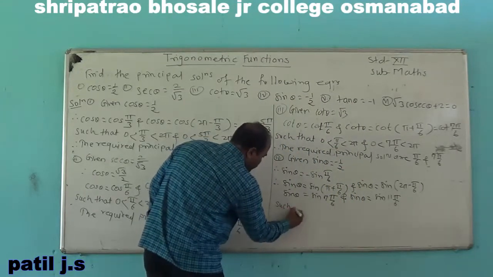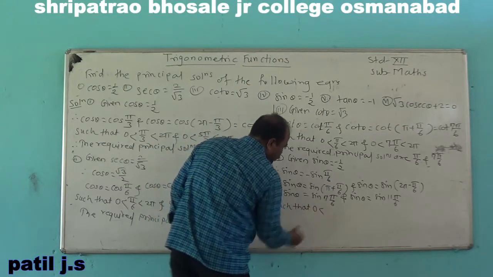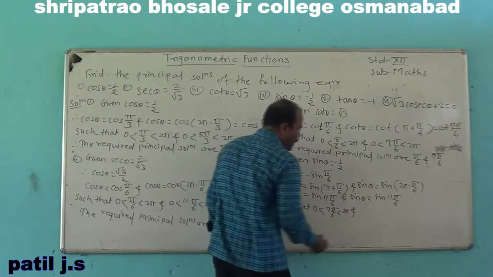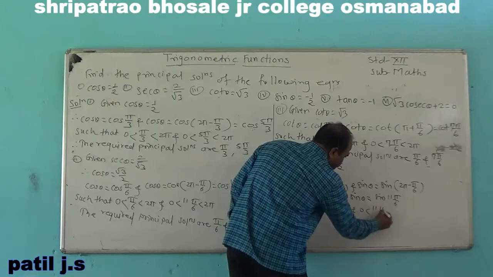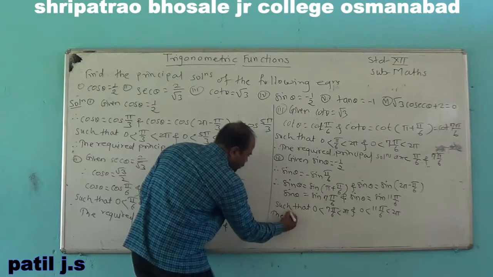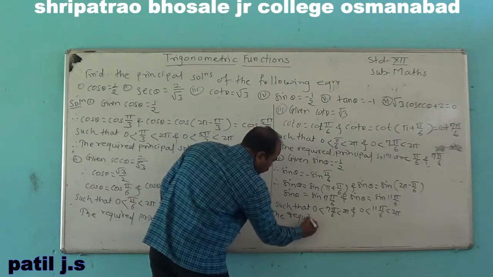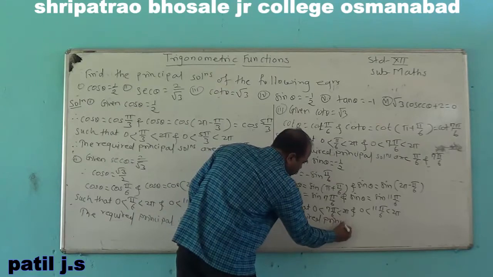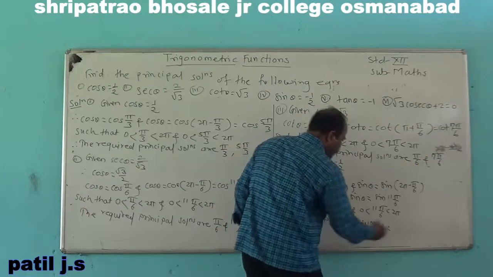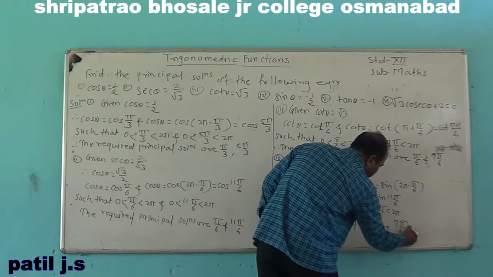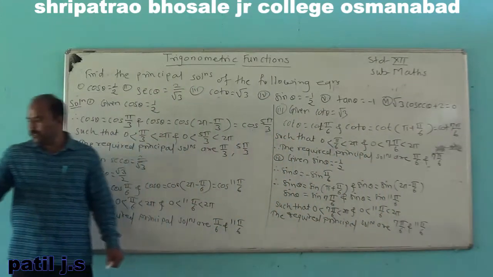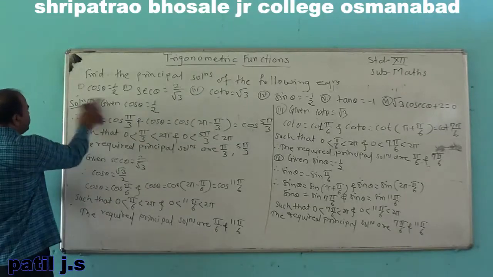Such that 0 is less than 7 pi by 6 less than 2 pi, and 0 is less than 11 pi by 6 less than 2 pi. Therefore, the required principal solutions are 7 pi by 6 and 11 pi by 6. This is the required principal solutions.